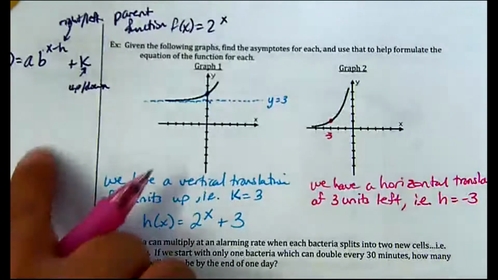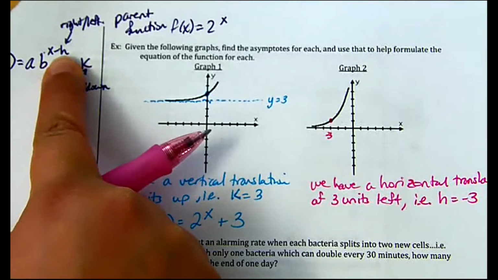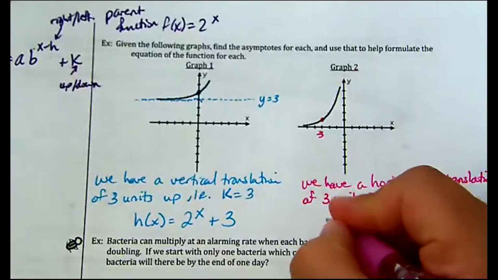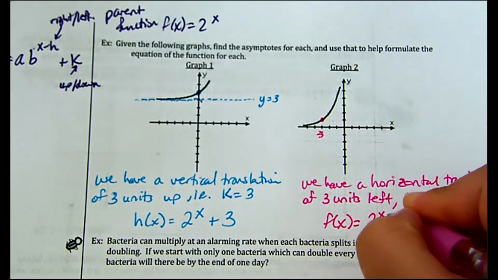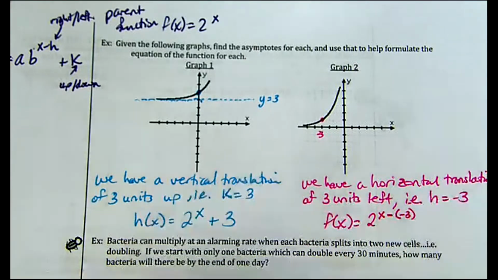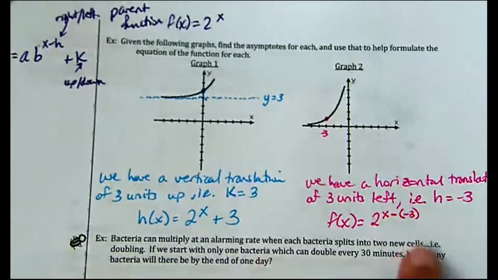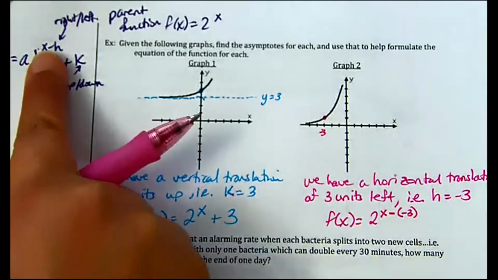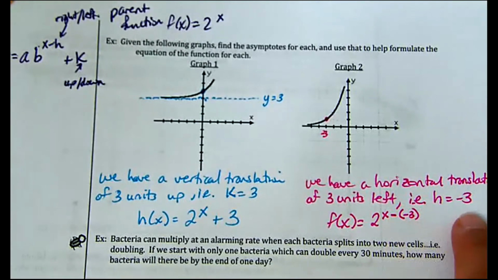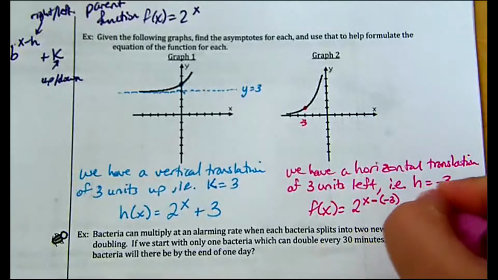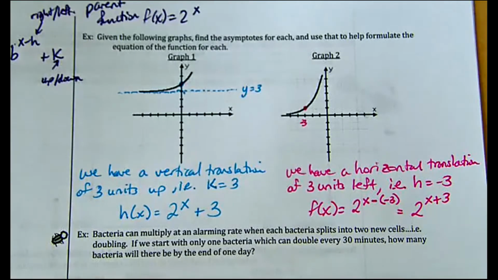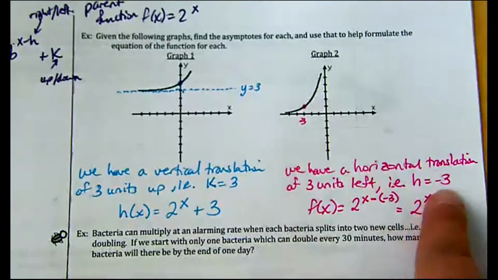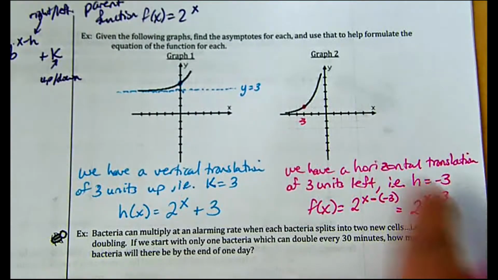So using our function, that means that h is going to go there. So I have f of x is equal to 2 to the x minus a negative 3. This minus comes from the actual form, and this negative 3 is the actual h, which simplifies to 2 to the x plus 3, thus reminding us that h lies in here, in the function.